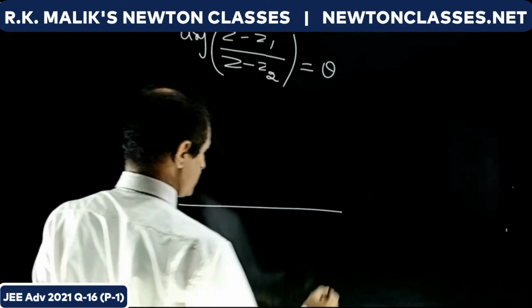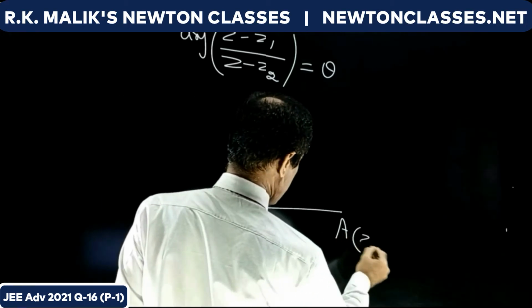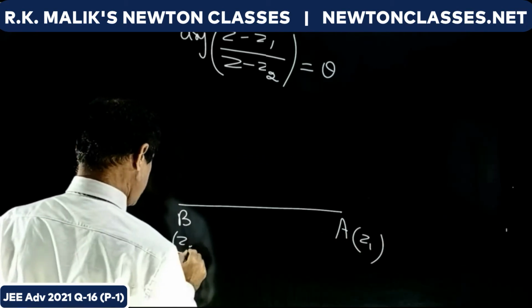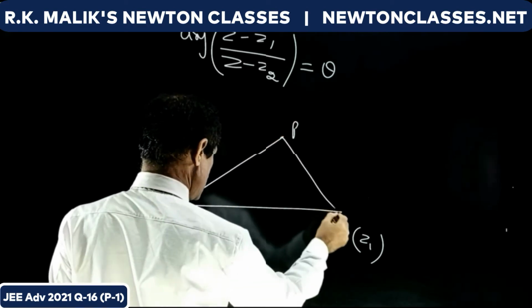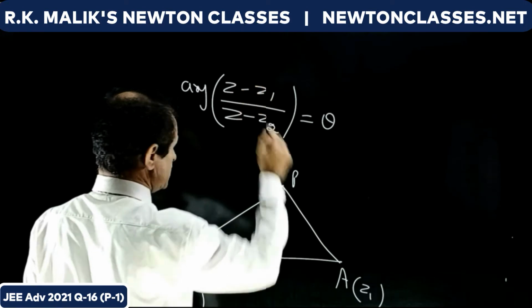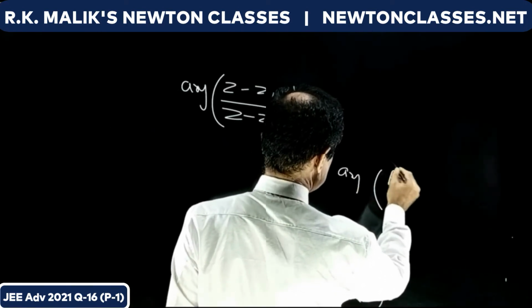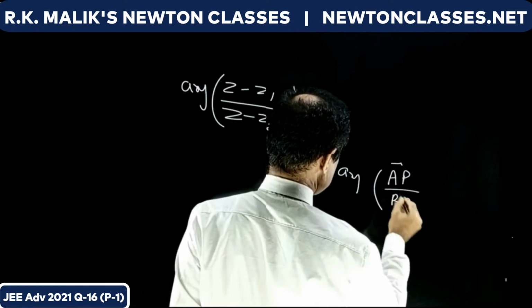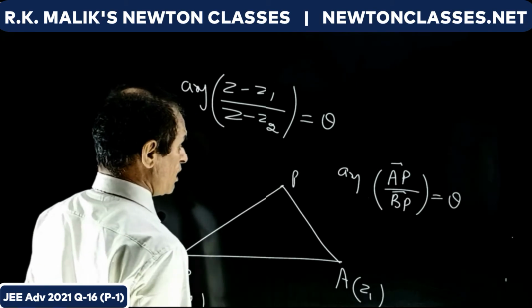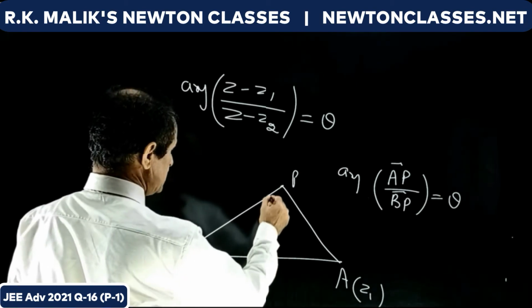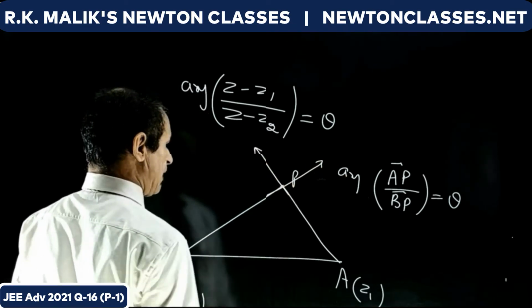Suppose this is the point A, this is the point B, this has affix z1, this has affix z2, and P is a variable point, and this equation can be written as argument of AP vector upon BP vector is equal to theta, and according to the formula I just now told, this is BP vector, this is AP vector.